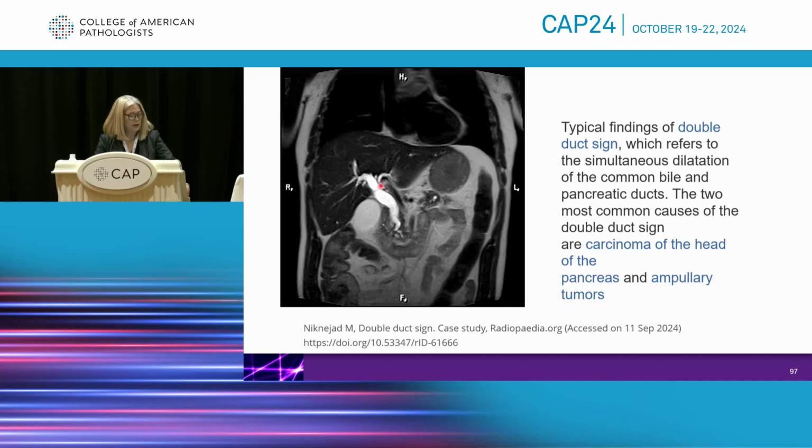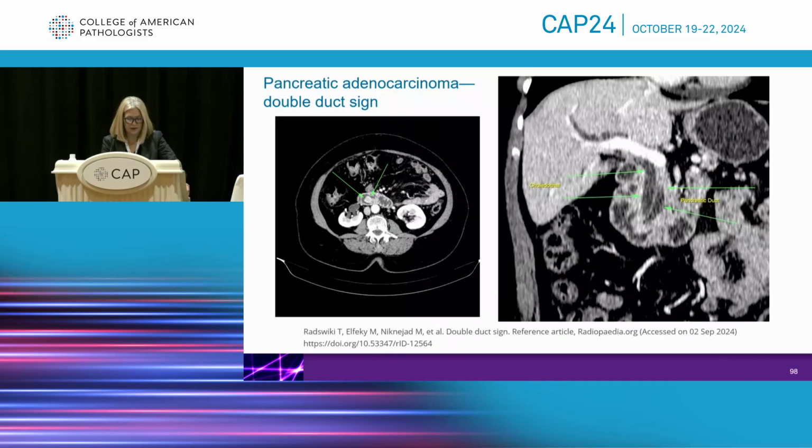So what can help you? Well, there's one thing that really is helpful, and that's this double duct sign. And it's not 100% specific. However, it is really a good indicator of malignancy or a ductal adenocarcinoma. It refers to simultaneous dilation of the common bile ducts, hepatic ducts, as well as the main pancreatic ducts. And this dilation for the hepatic duct can extend all the way into the intrahepatic ducts as well. And this occurs in the head of the pancreas, and also ampullary tumors can cause this double duct sign as well.